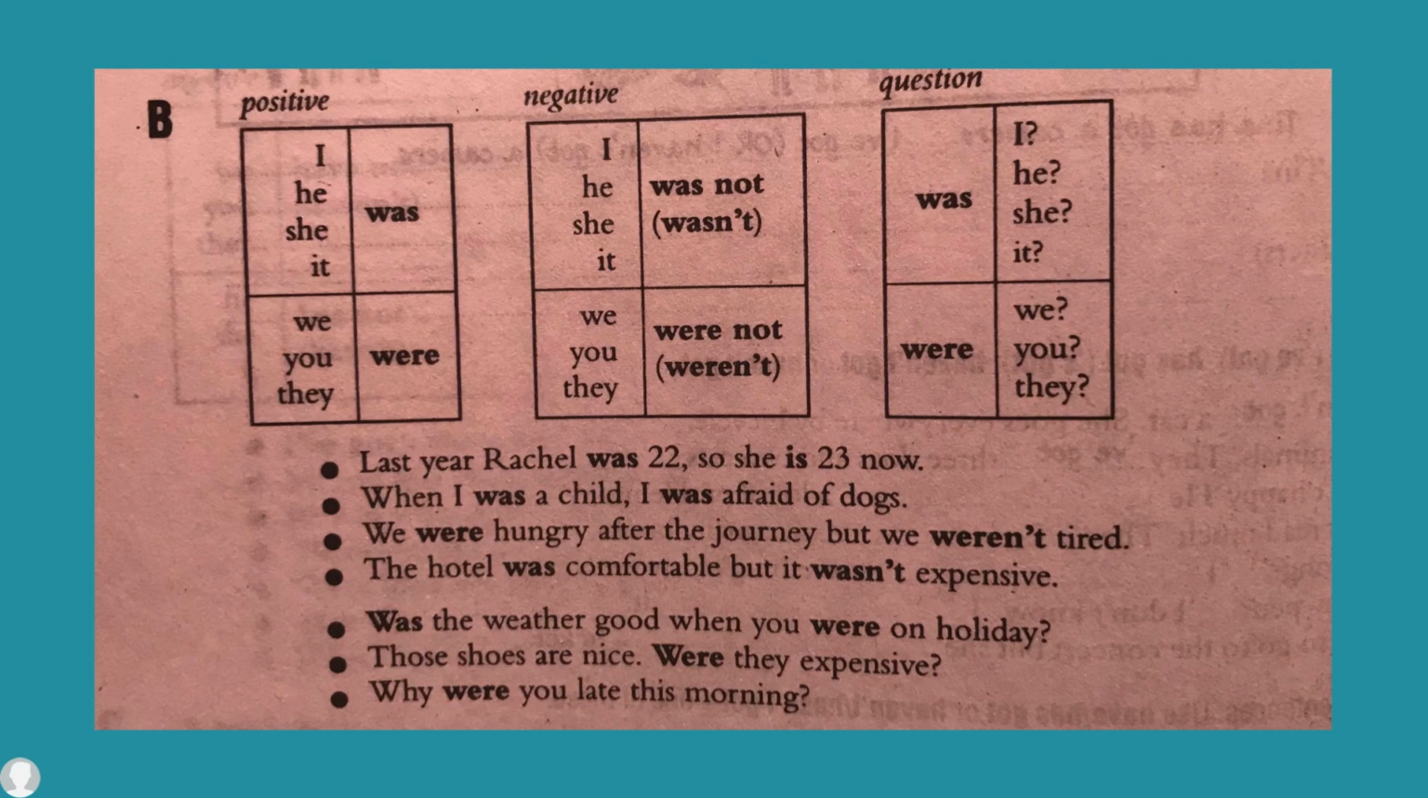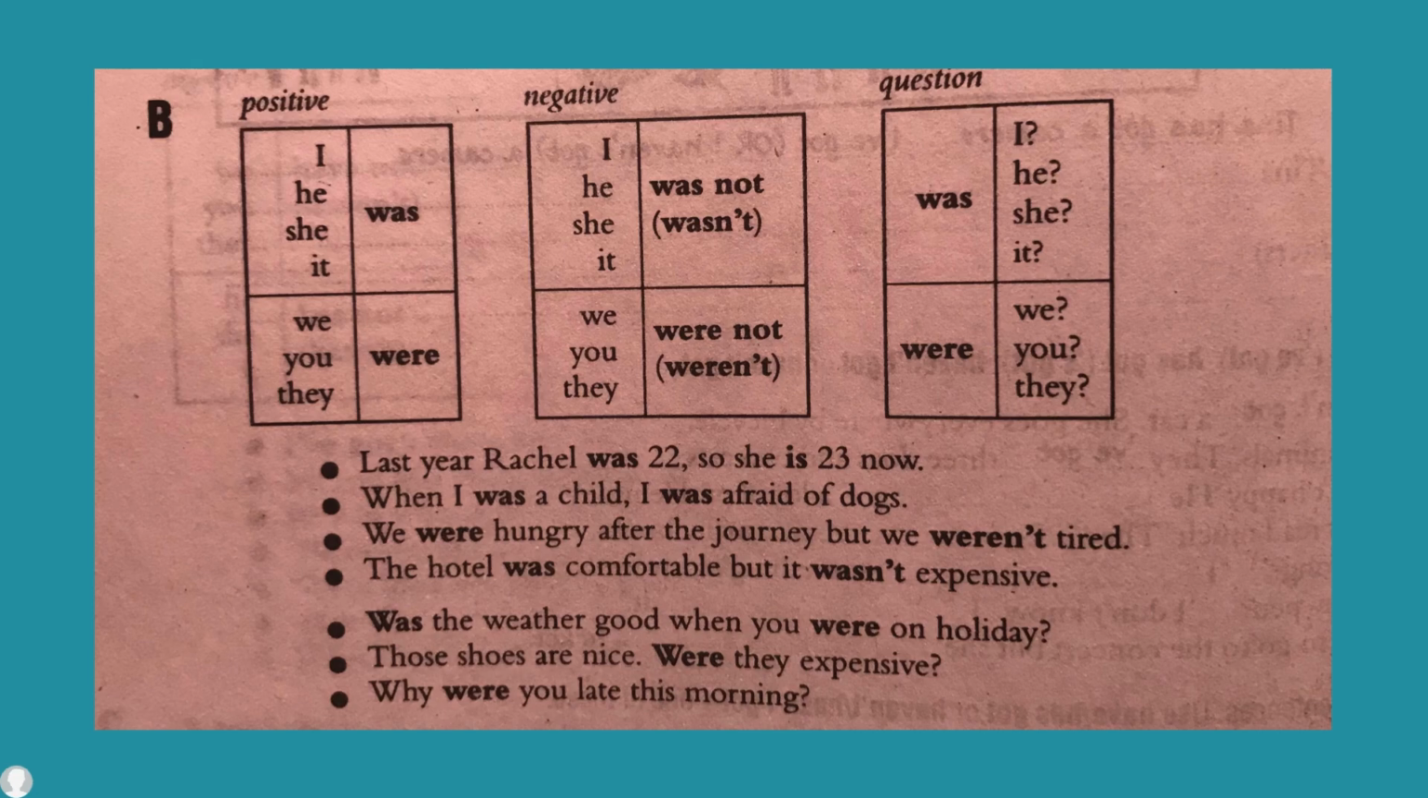Now here you can clearly see the positive, negative and the question forms of both the singular forms and the plural forms. For example, I was, I was not or I wasn't, and was I. And if it's the plural form, we were, we weren't or we were not, and were we. Now let's take a look at these examples.